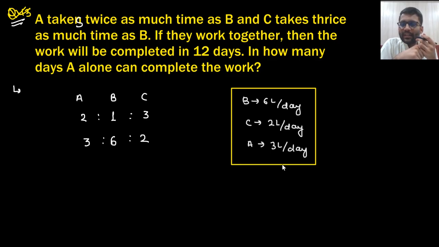If they work together, then the work will be completed in 12 days. So if they work together, that means 6 plus 2 is 8, 8 plus 3 is 11. So that means they will eat 11 laddu per day.